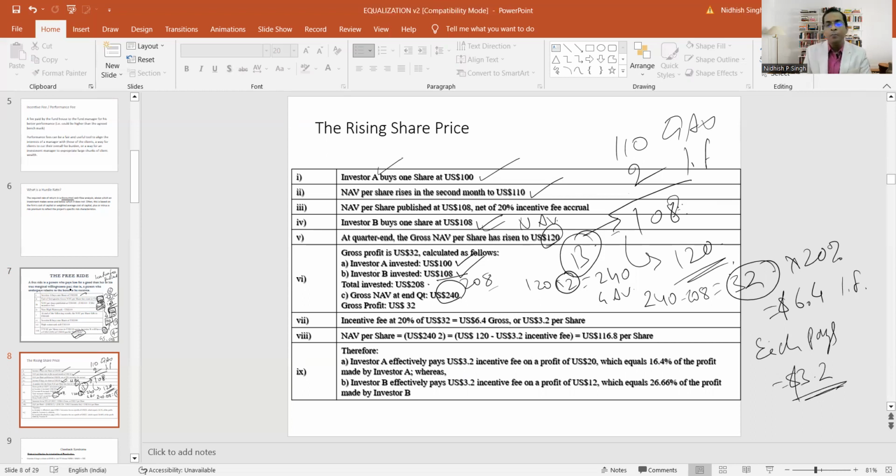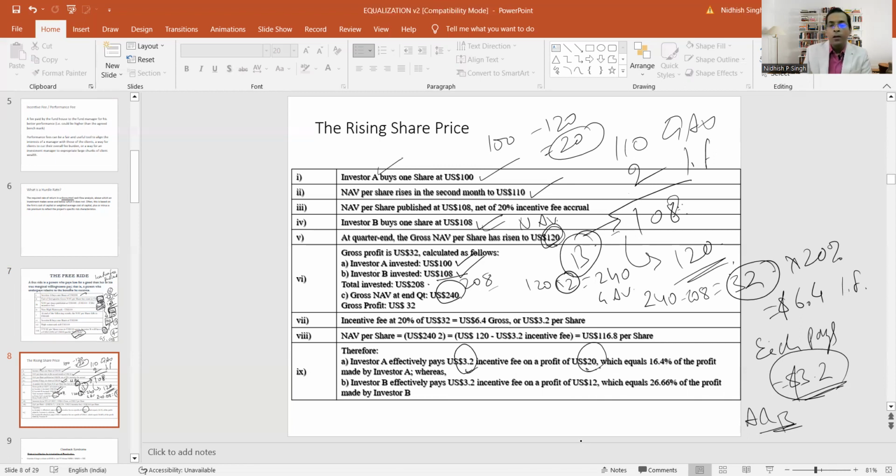Now let's analyze this. If $3.2 is imposed on A as well as B, what happens? In this case, A is paying 3.2 on the profit of 20. Do you know why? Because this GAV has gone from 100 to 120. So A made $20, right? So $20 profit and paying $3.2 of incentive fee, isn't it?